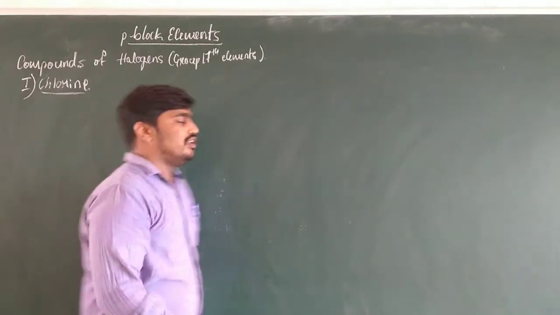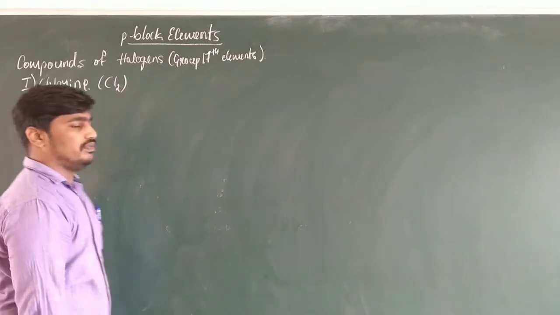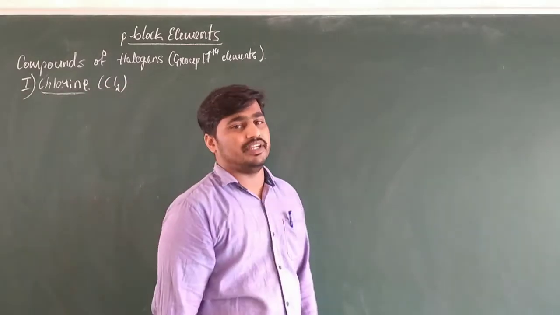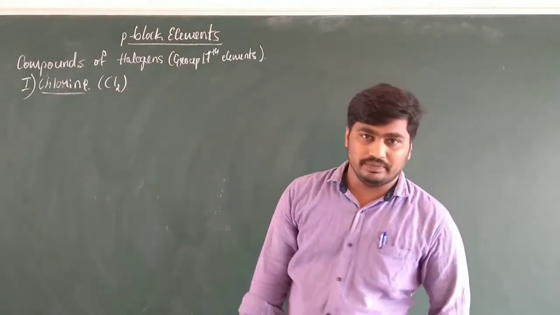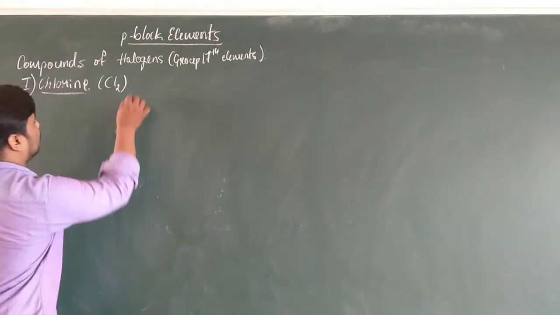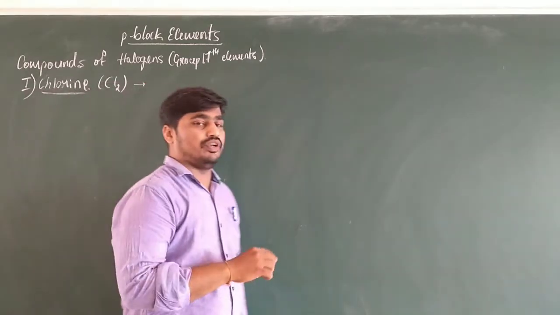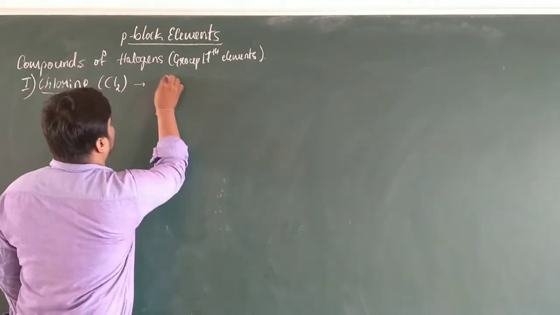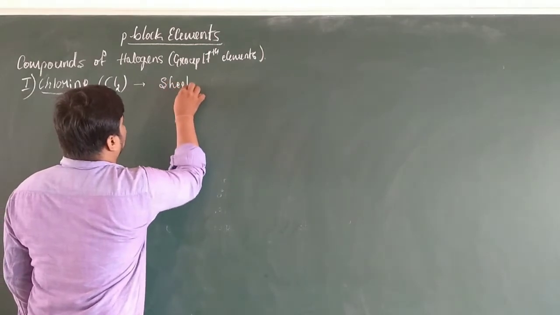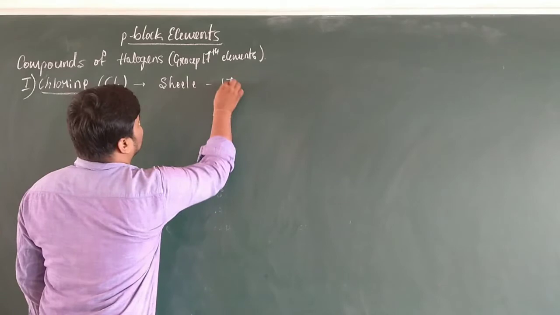Chlorine exists in the form of Cl2, diatomic state. This Cl2, chlorine, the idea about chlorine was given by Scheele in 1774.